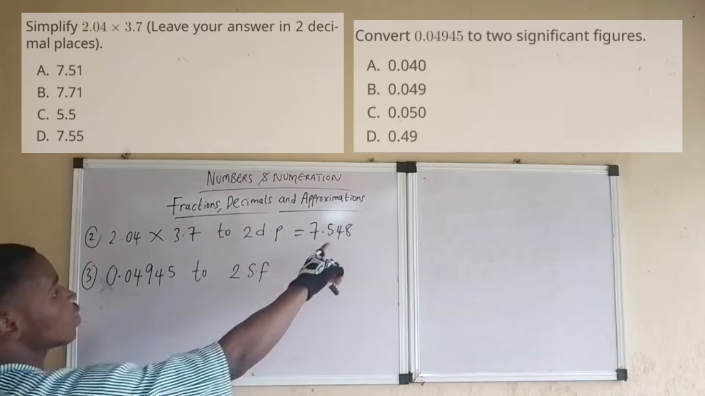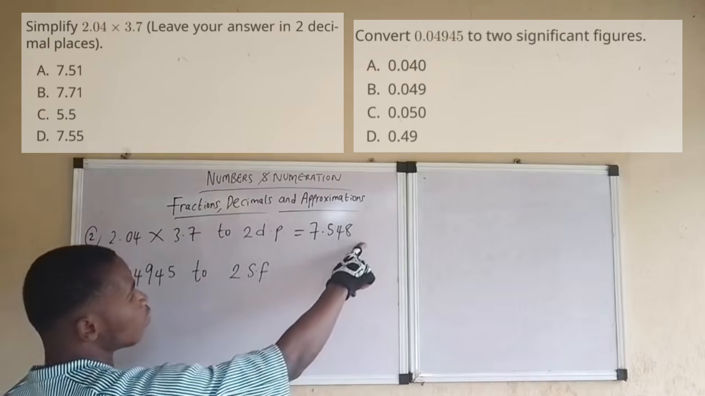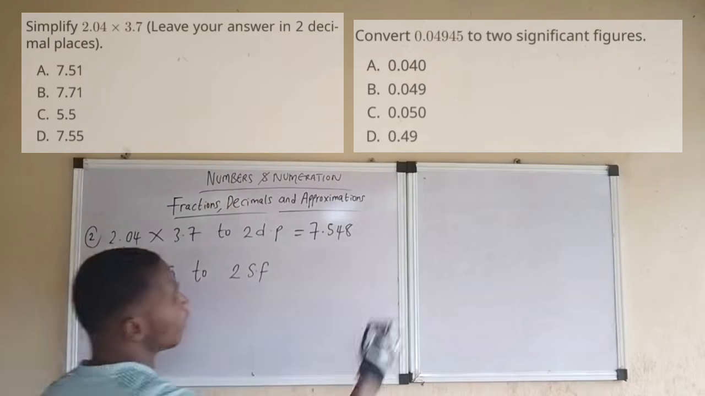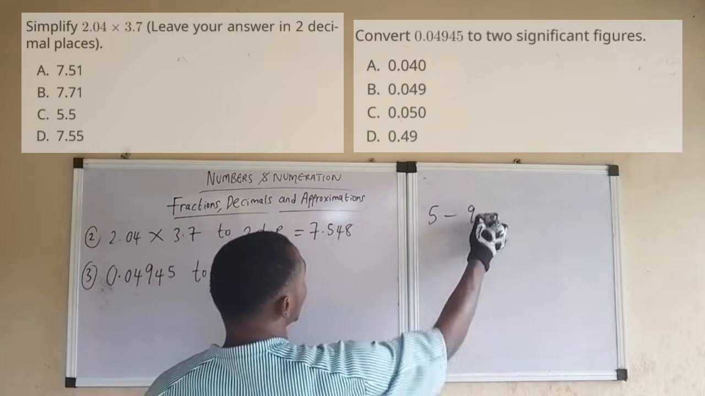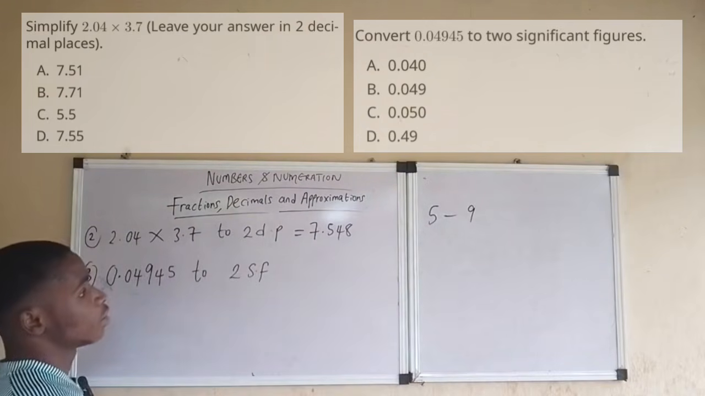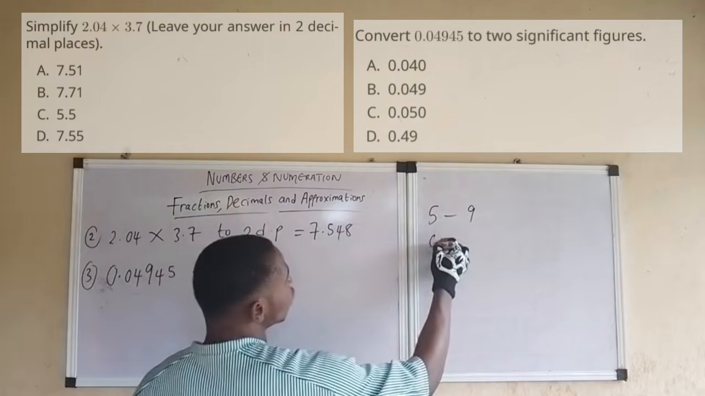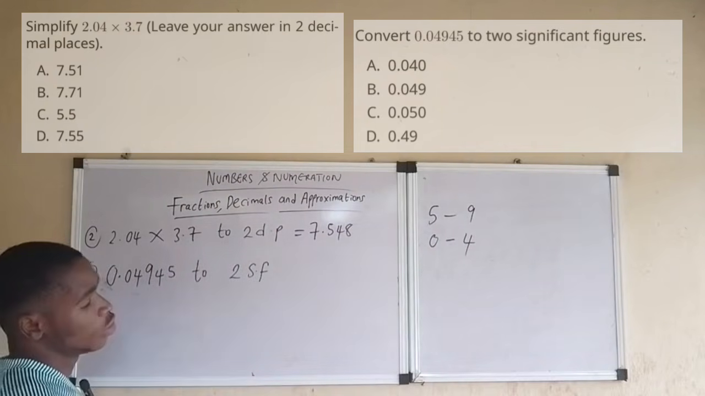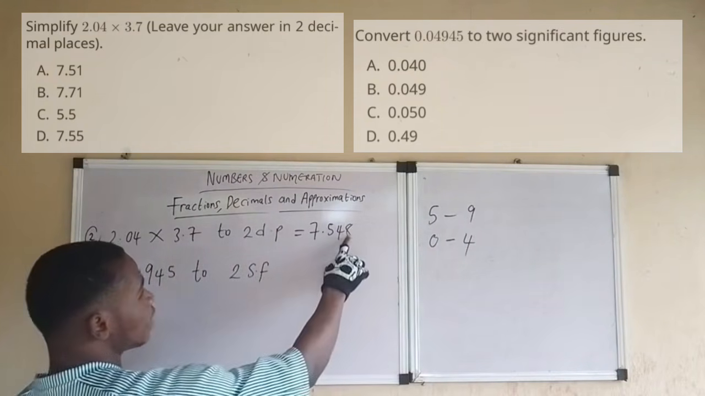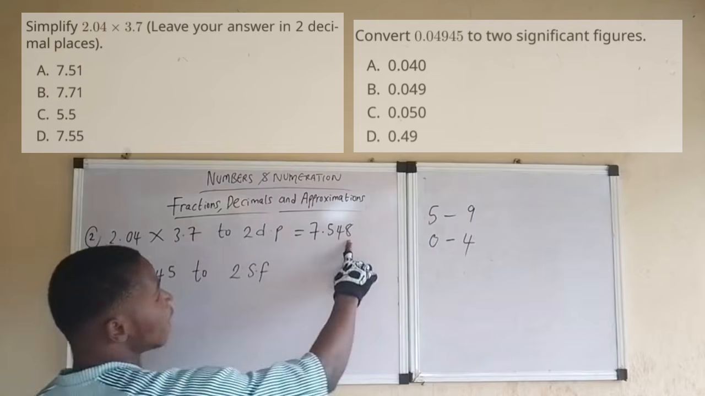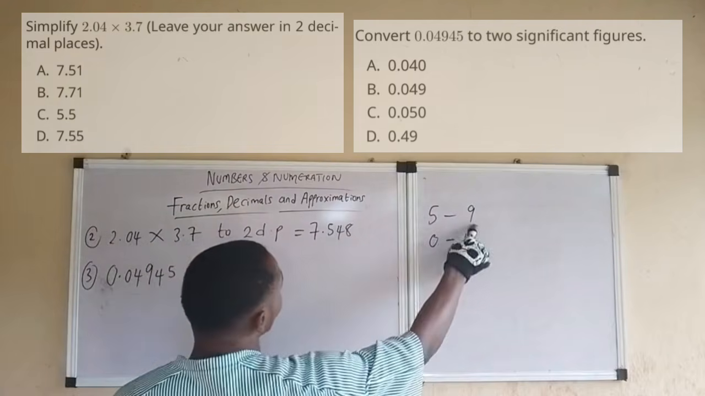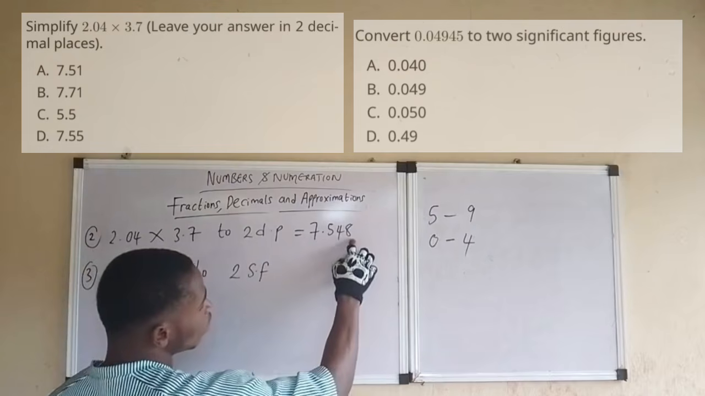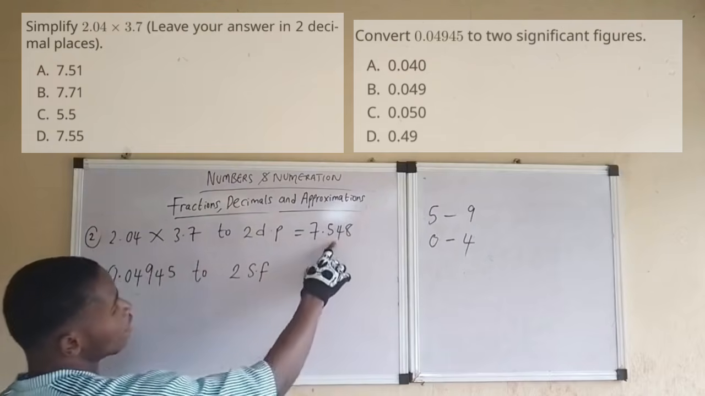Now, once you have considered that, look at the number that comes afterwards. If that number is within the range of 5 to 9, you are going to approximate. But if that number is within the range of 0 to 4, you are not going to approximate. Do you understand? So let's consider the number afterwards. The number is within the range of 5 to 9, so we're going to approximate. And how do you approximate? You round off this number to 0, and then you add 1 to the next number.